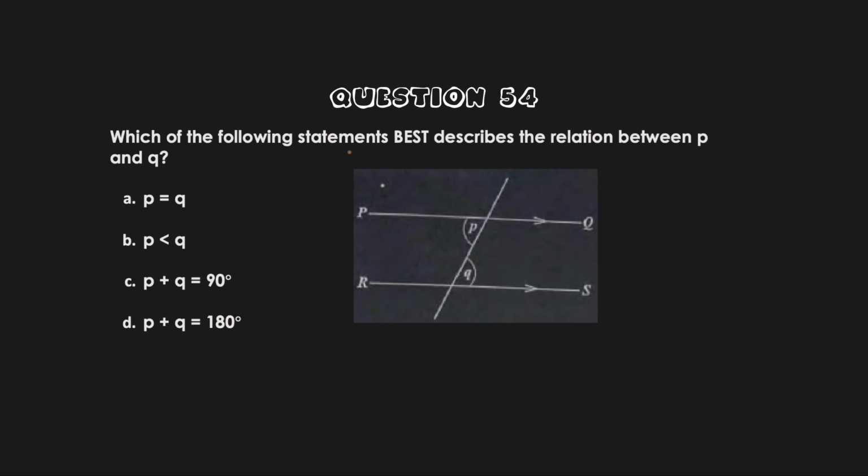So it says, which of the following statements best describes the relationship between P and Q? So P and Q, these are what you call alternate angles.